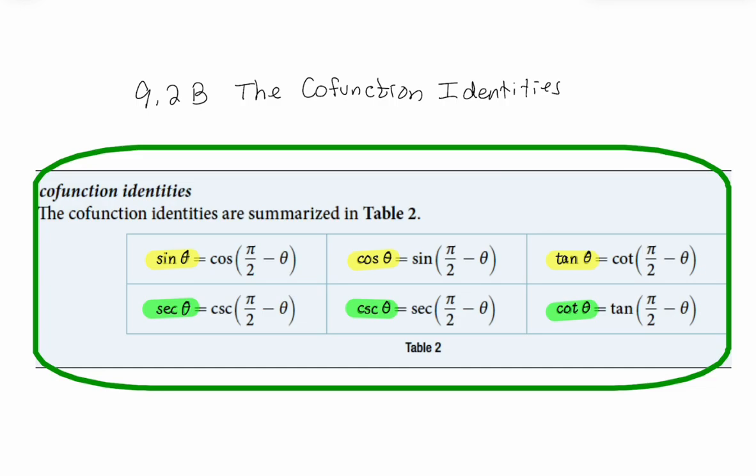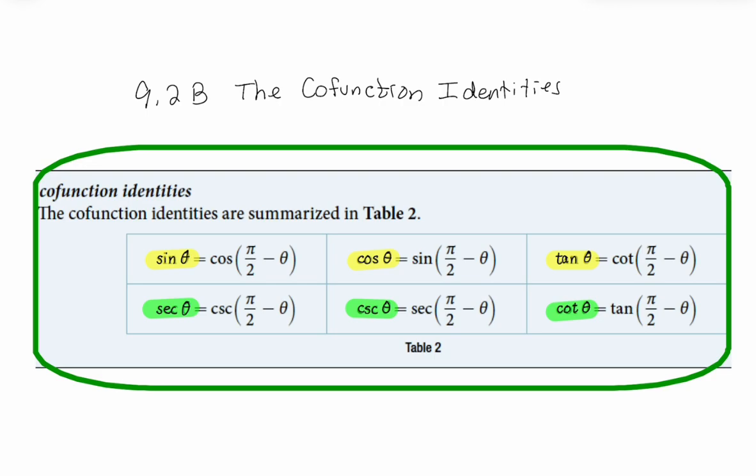So the last thing for 9.2 that we have to talk about are the cofunction identities. The cofunction identities are a result of a few different things. One, if we would apply the sum or difference formulas, because of the fact that pi over 2 is 90 degrees and the cosine of 90 degrees is 0 and the sine of 90 degrees is 1, the formulas work out in such a way that those things are cofunctions.